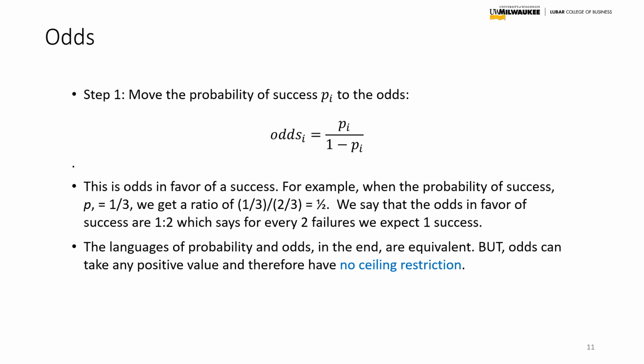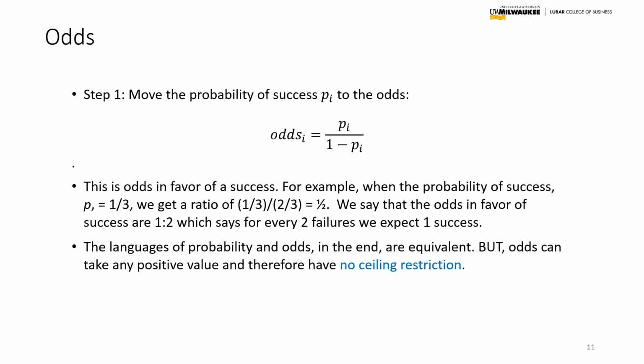The first thing we're going to do is move the probability of success, which I'll call pi, to what we call odds. Odds is a ratio of the probability of success to the probability of failure, as you can see here. Suppose the probability of success is 1/3. Then if we take the ratio, we have 1/3 divided by 2/3, which is 1 to 2. Now, I've written it here like a fraction, but we prefer not to do that because it can confuse us with probability. Many people like to write it as 1:2, which says for every 2 failures, we expect 1 success.